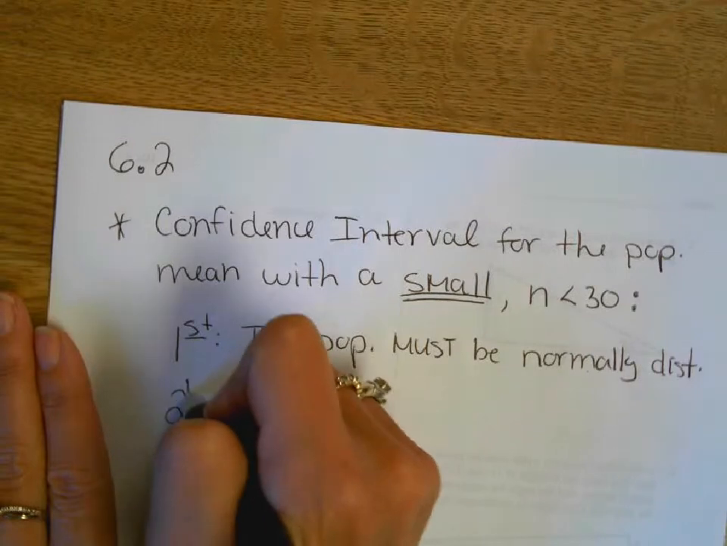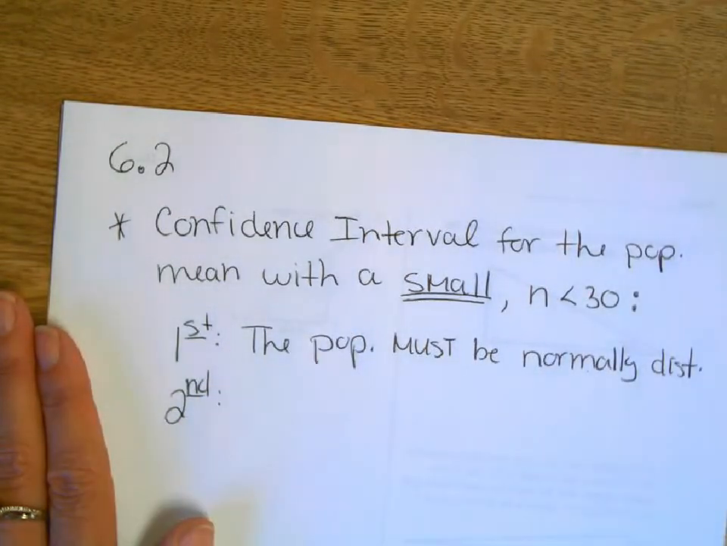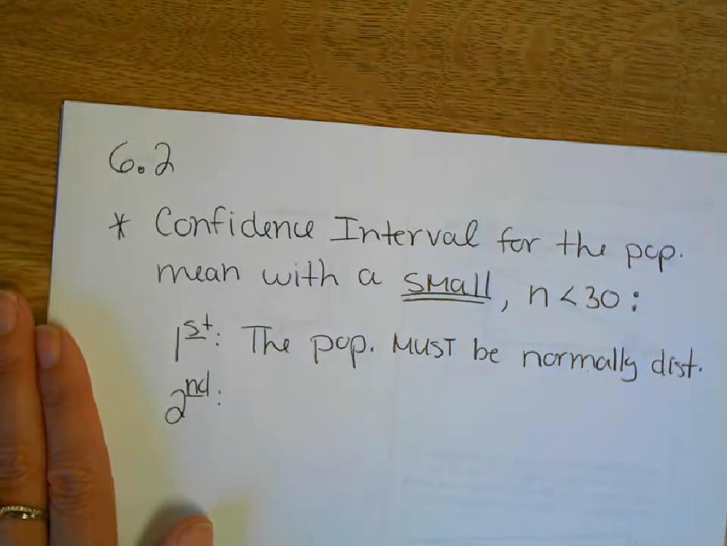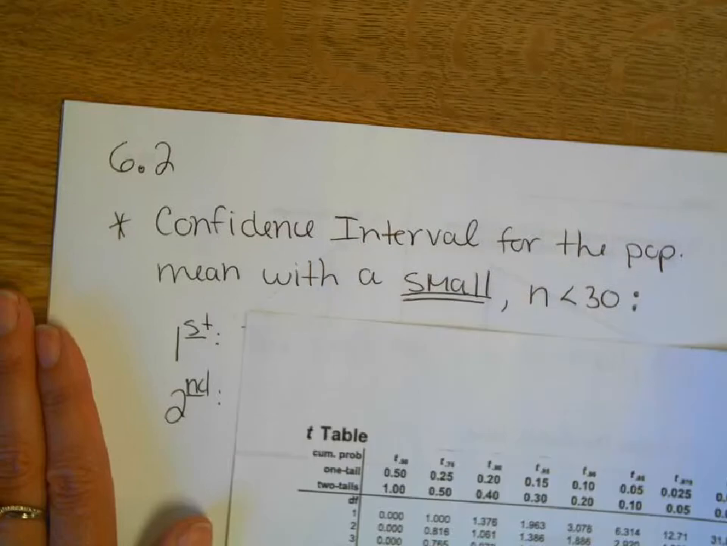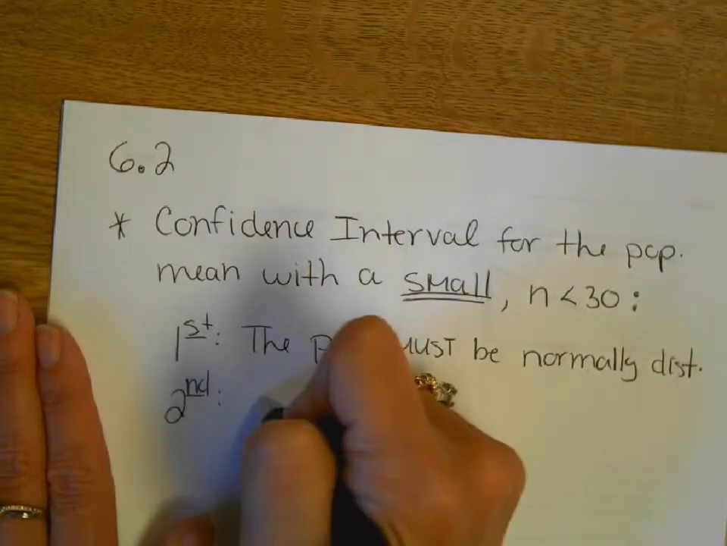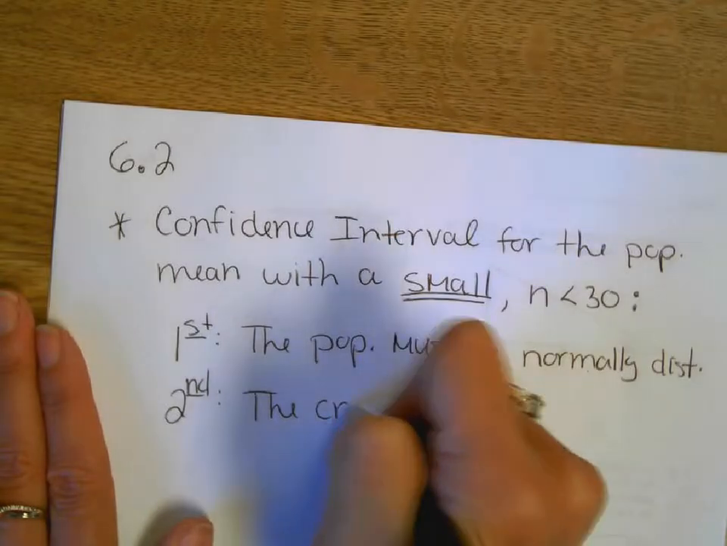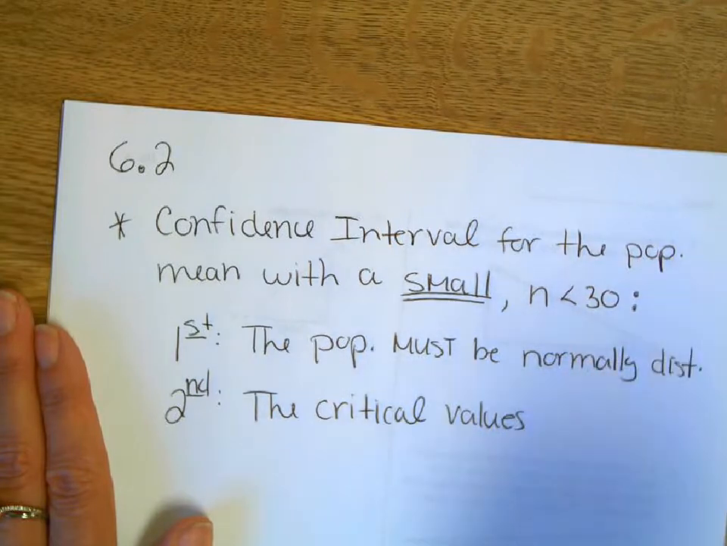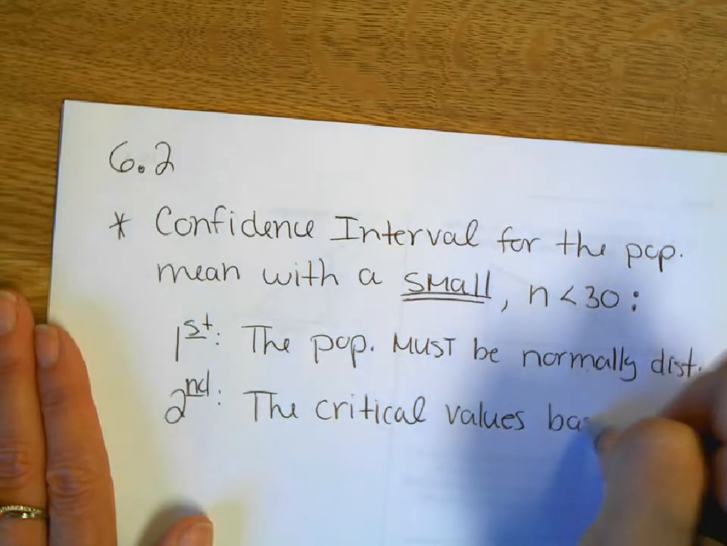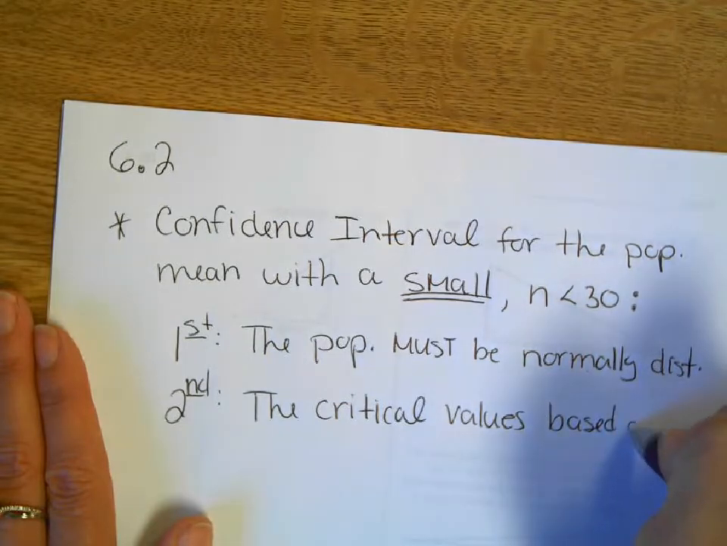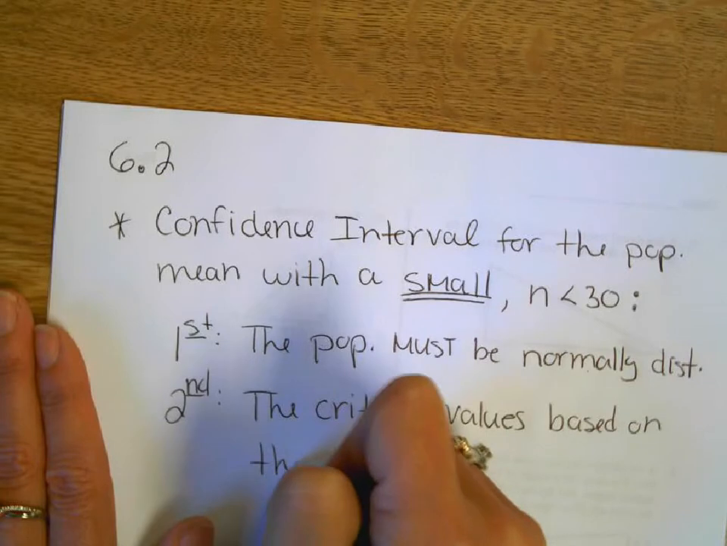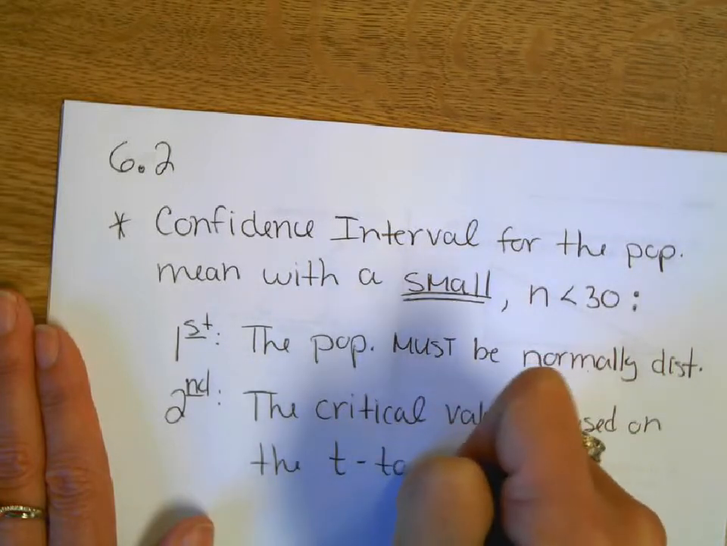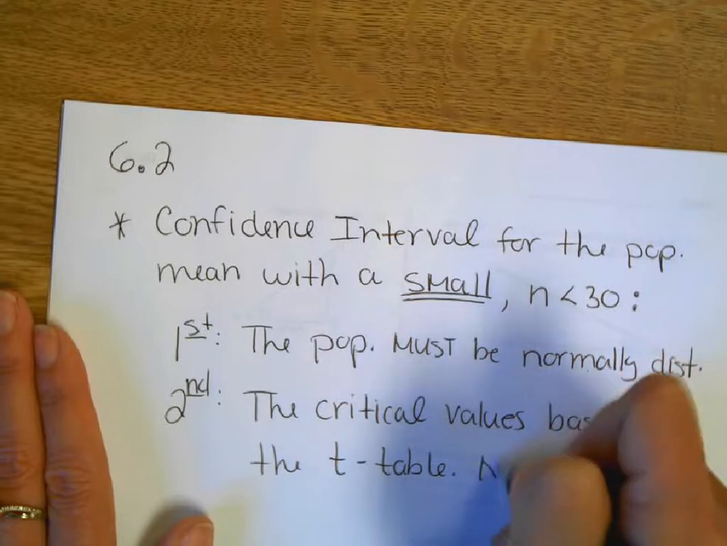Okay? The second change from the first section is that our formula used z-scores in it to calculate max error. Big E was the z-score for a confidence level. Now those scores are going to change to t-scores, which is the reason I passed out the t-table. So the critical values, they call them, I don't know why they call them critical values, are based on the t-table, not z-scores.